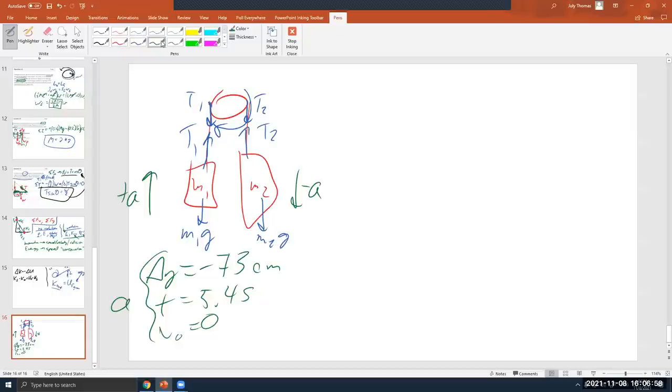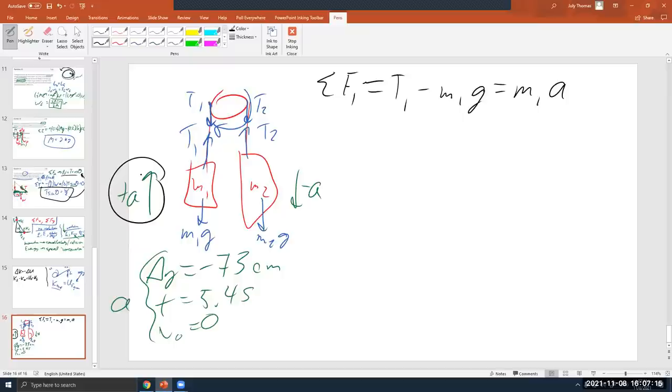All right, let's go ahead and do our calculation for the forces, summing the forces on block one. We have tension one up minus M1G down is equal to M1 times A, where we have a positive acceleration. Summing the forces on block two is going to give you a very similar equation. The only difference is that block two has a negative acceleration. So I have T2 minus M2G is equal to M2 times negative A. And that gives me two equations.